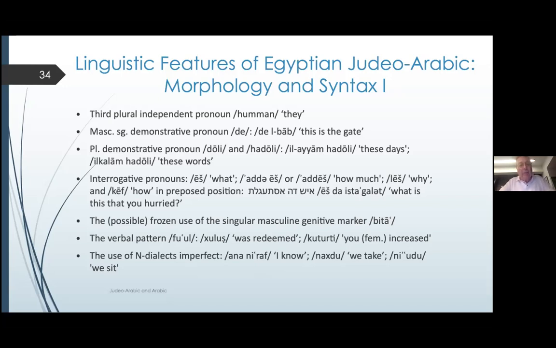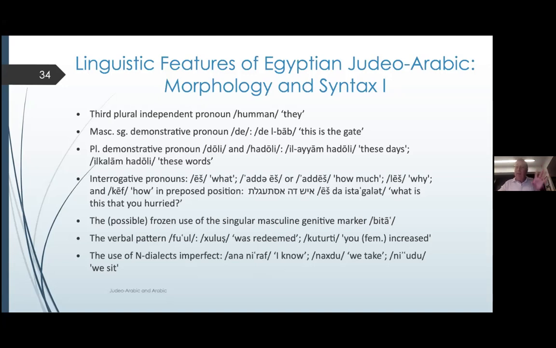And usually these come at the end of the sentence. So you say ismak a, "what is your name?" You put a at the end. In Judeo-Arabic, in Egyptian Judeo-Arabic, you have esh and adesh and lesh and kef, more like Palestinian, and you put it in the beginning. So esh da istagel, that is, "what is this that you hurried?" In standard Egyptian Arabic, it will be da istagel a at the end, and not esh, but a.